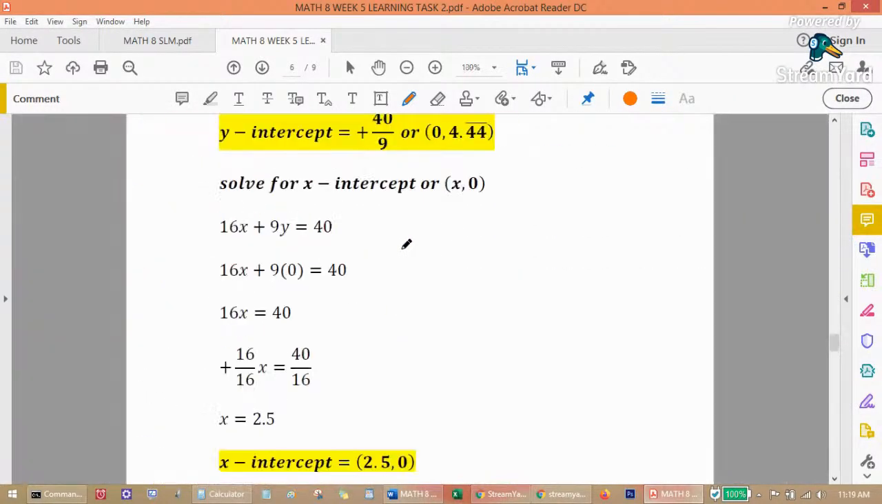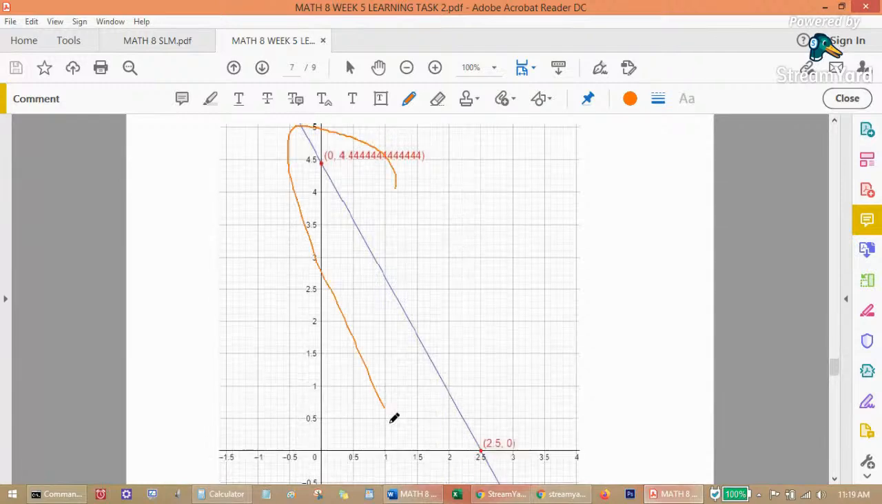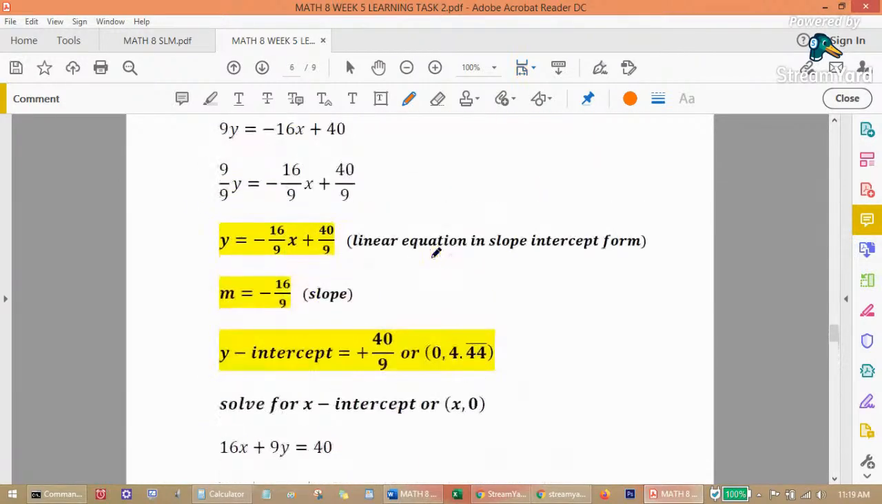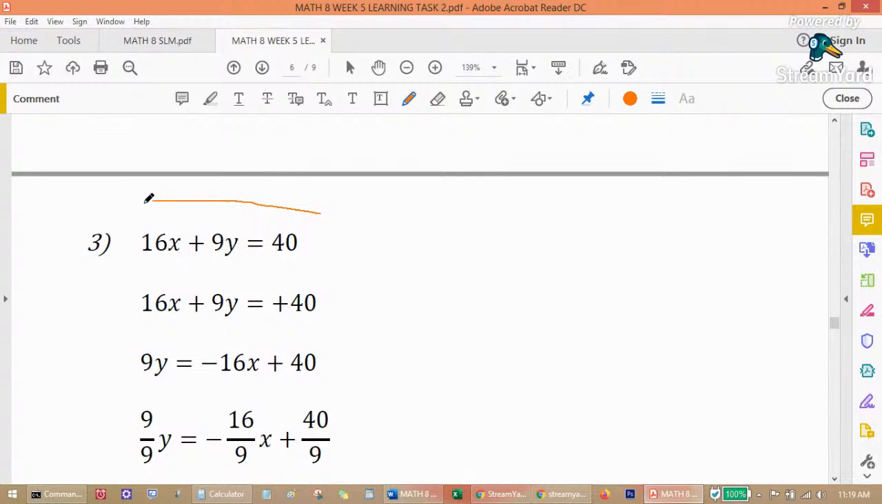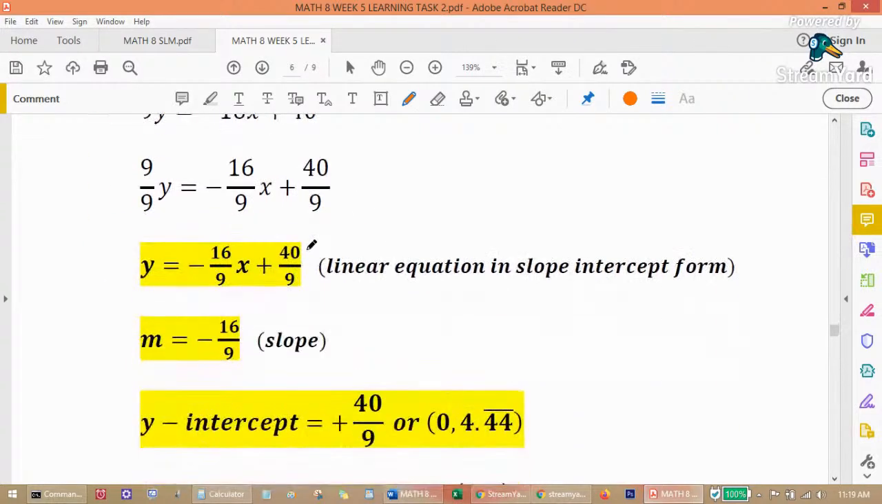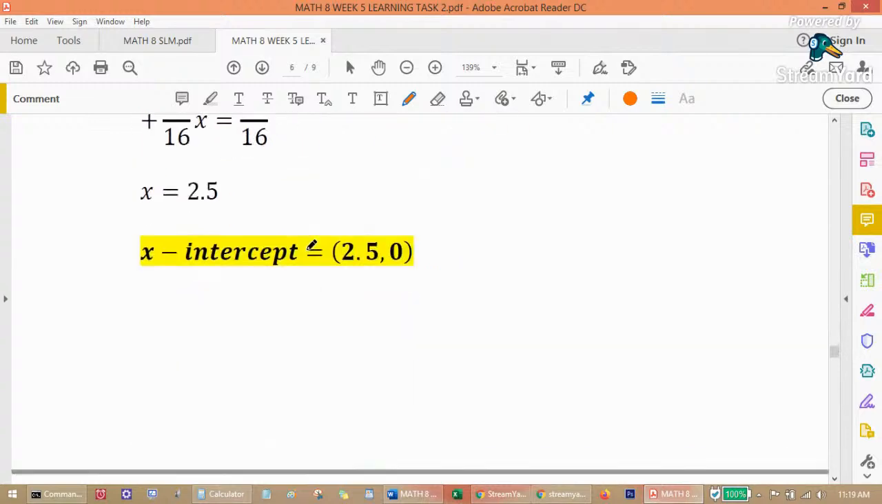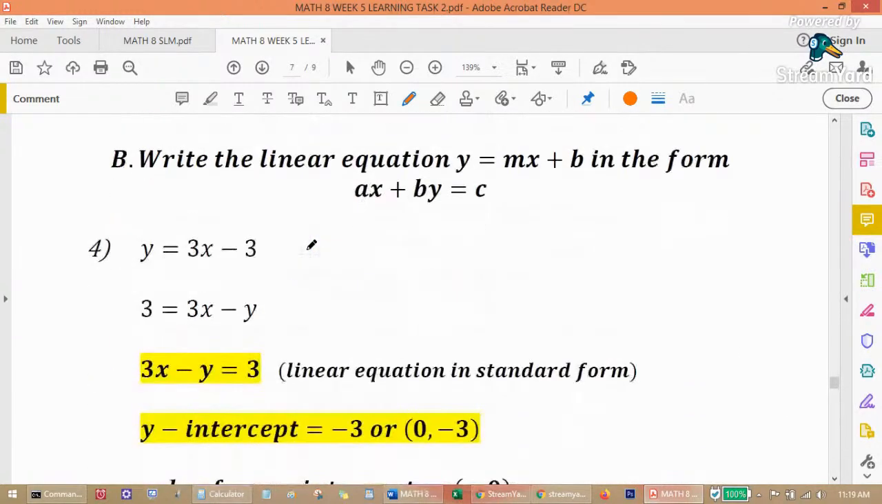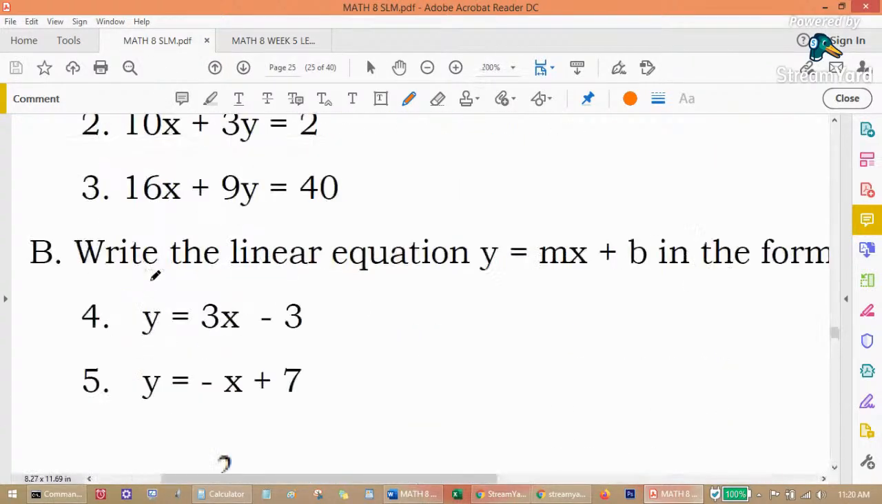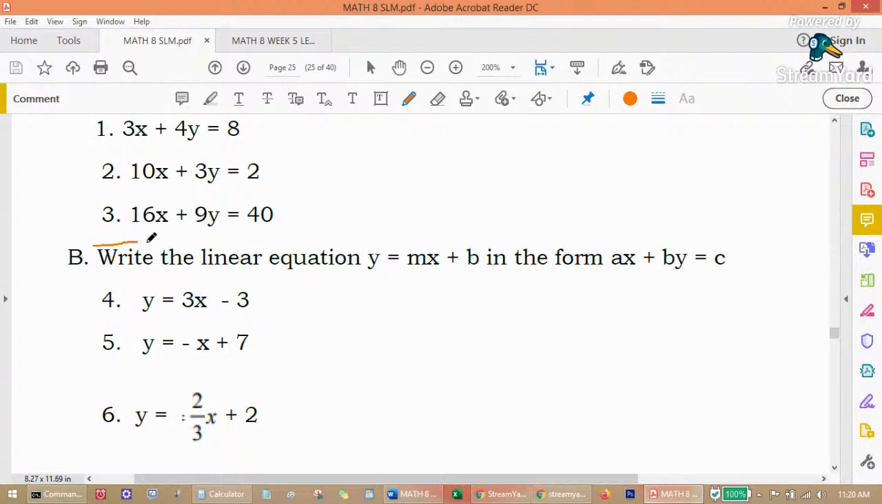Okay, so again, I was saying this is the graph of number 3, 16x plus 9y is equal to 40. Okay, so hindi na natin gagawin lahat, yung mga medyo mahirap lang ng konti. Letter B, write the linear equation y is equal to mx plus b in the form ax plus by is equal to c.